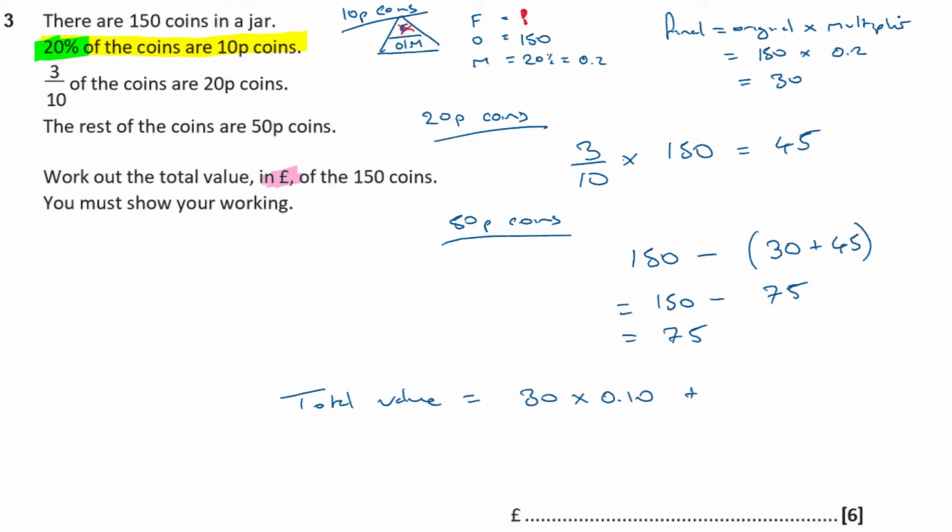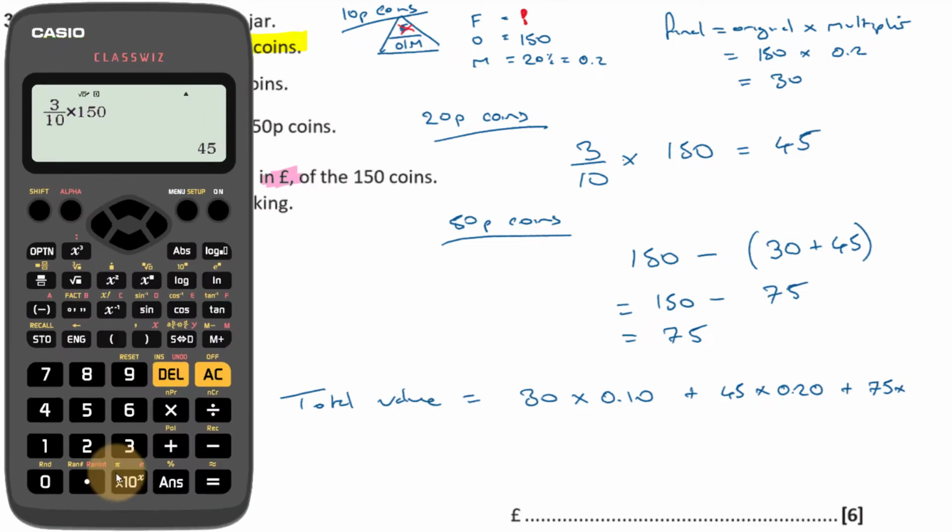So I've got 30 10p coins. I've got 45 20p coins. I'm just going to write that as 0.2. And then the rest of them, 75 coins at 50p, which is 0.5, isn't it? 0.50. So what's all that then? I'm just going to type all that into the calculator. 30 times 0.1 plus 45 times 0.2 plus 75 times 0.5. Now that comes to 49.5, or £49.50 then, isn't it?